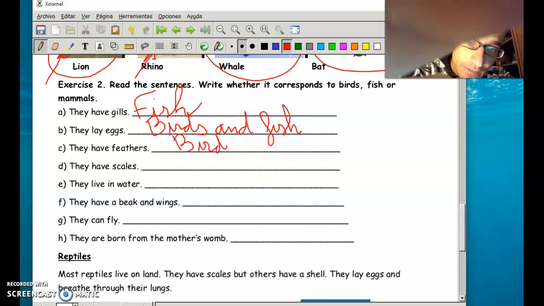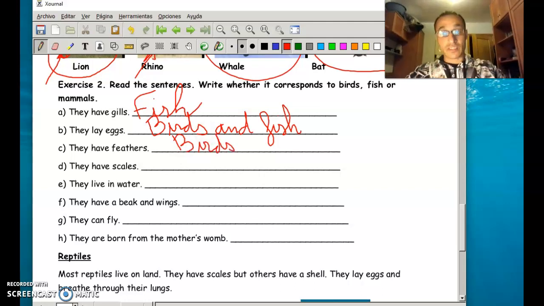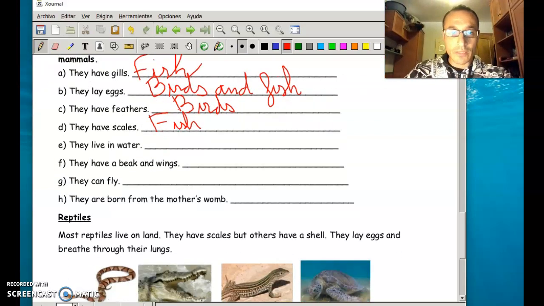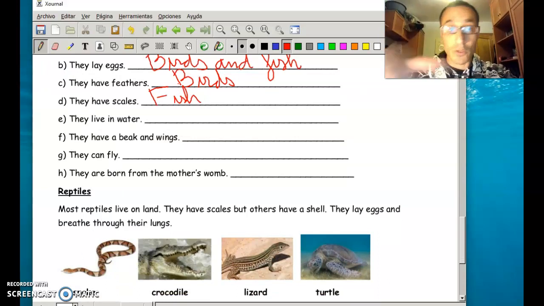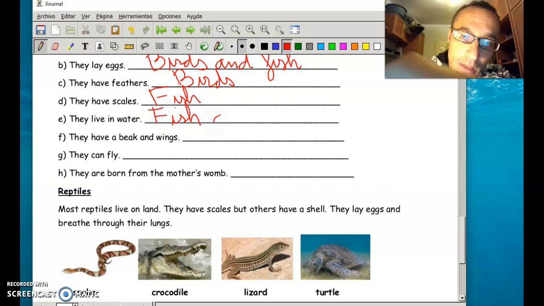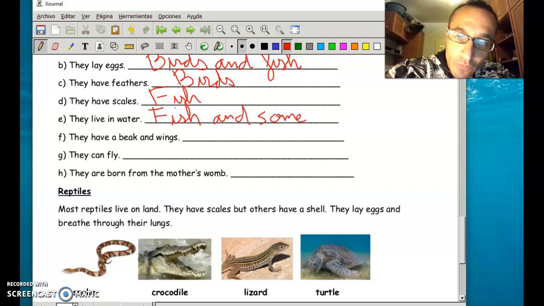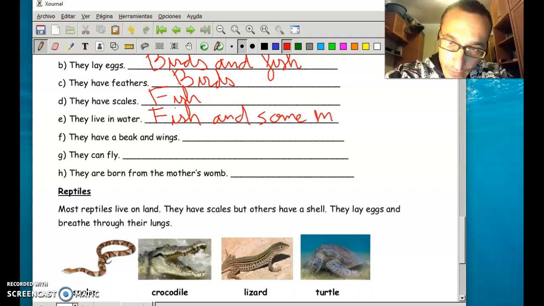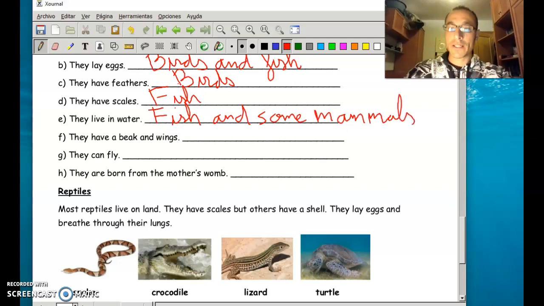Plumas, yeah, have feathers. They have scales. Only fish have scales, right? What animals live in water? Good, fish and some mammals, right? We can put some mammals because we know that the dolphin or the whale, they're mammals and they live in water. Good. And some mammals, you can put like the dolphin, like the whale.